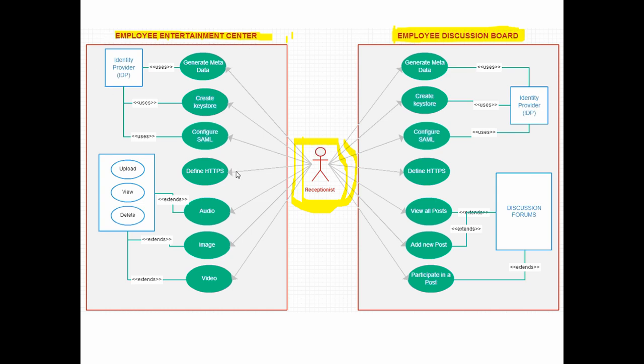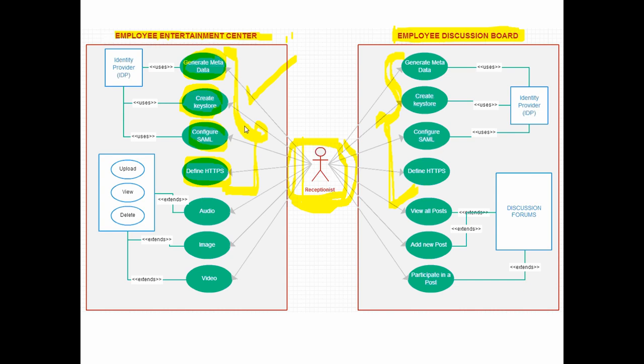So the user of our application can either generate the metadata for that application, or create a certificate for that application, or configure the SAML for that application, or define the HTTPS of that application. These four things are basically the SAML components which he can do, and he can readily reuse the same thing for other websites also. So if he remembers these things and does the same for any other application, he can readily integrate SSO with that application.